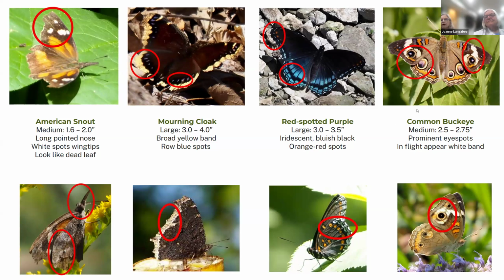The common buckeye has your big, beautiful eye spots. And also, if it's a fresh one, you can see the orange stripes on the forewings on the dorsal side. You'll also see them on the ventral side. The eye spots on the hind wing aren't prominent, but the two on the forewings on the ventral side are just as prominent as when they have their wings open.